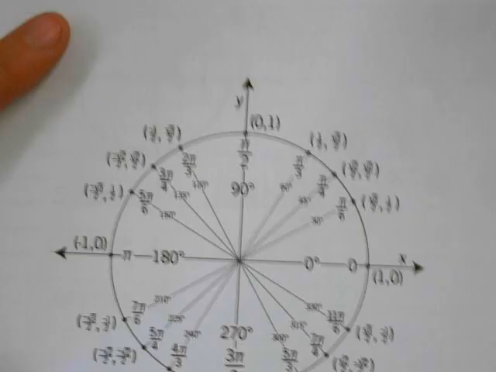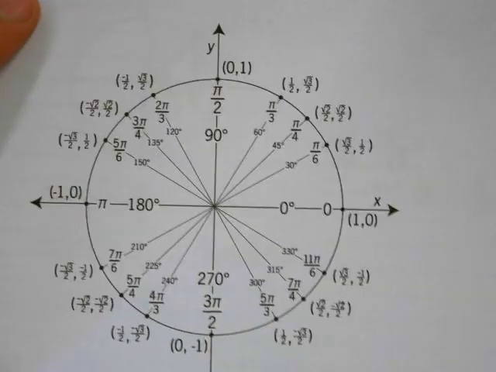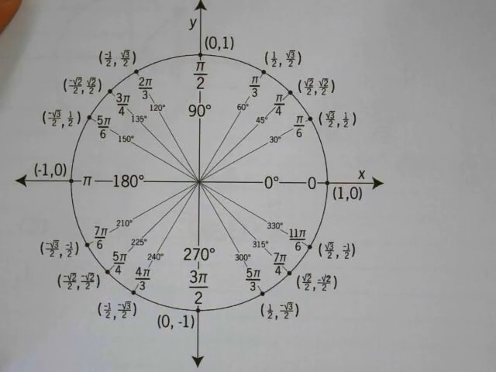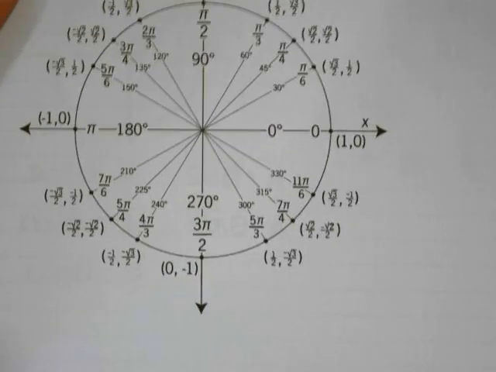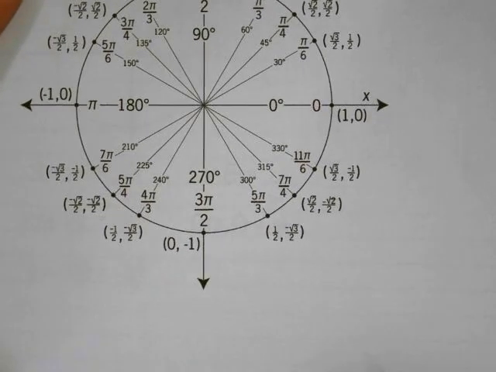Alright, so here is my unit circle, and what I usually do, and if I was you, honestly, I'd go Google unit circle and copy it down or print it or something, because if you don't have this memorized still, it would be beneficial for you to have that memorized.